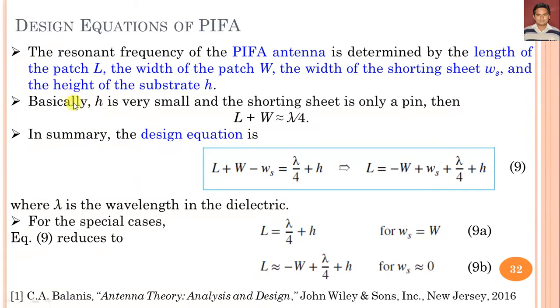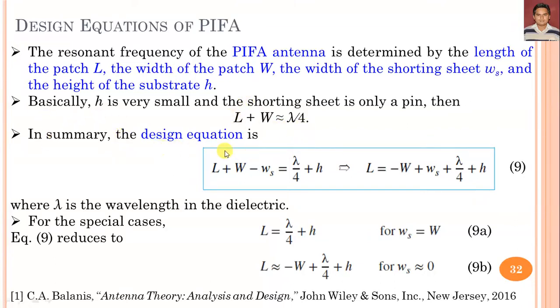As we have discussed in the microstrip antenna series also, the height of the substrate is very small in a printed or planar antenna, and the shorting sheet is only one pin that is being used in the PIFA antenna, then L plus W is nearly equal to lambda by 4. So we can say the overall length and width equal to lambda by 4.